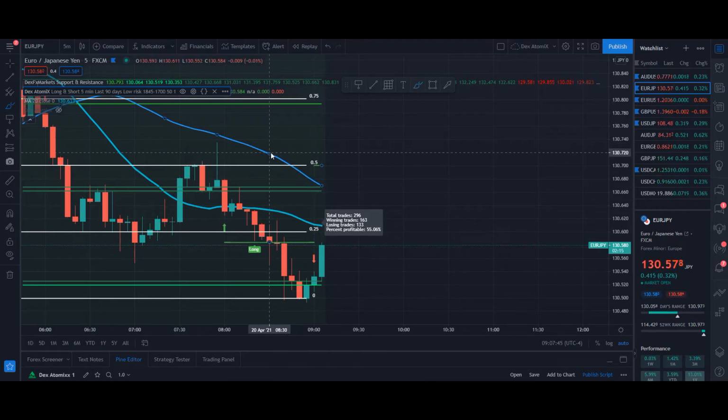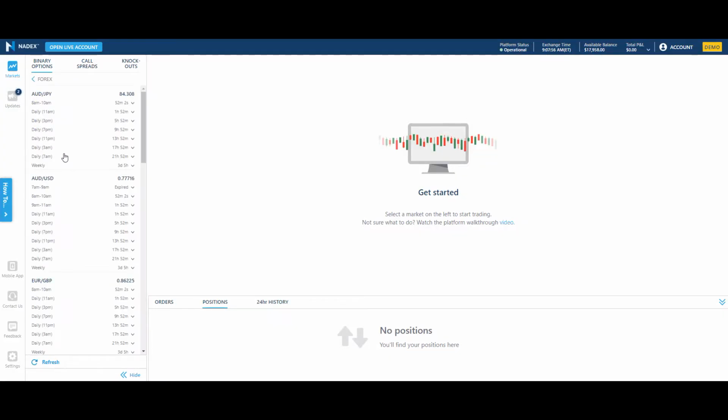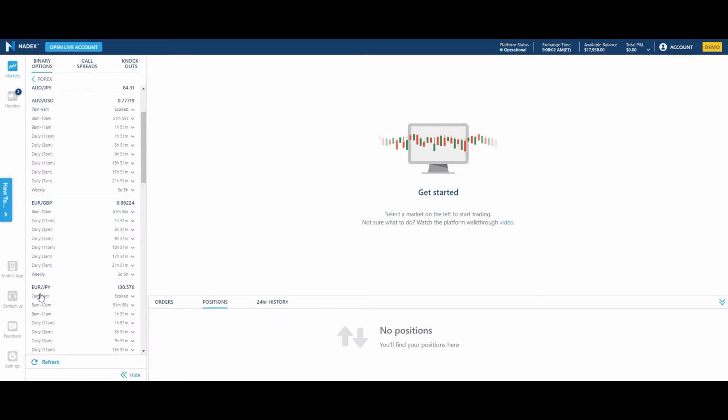So I'm going to come down to where the moving average sort of presses that ceiling, that support down right about there, and that's a good indicator. So that's 130.66. So we're going to jump into Forex. We're going to come down to Euro US. What is that? That's Euro JPY. Let me refresh here.